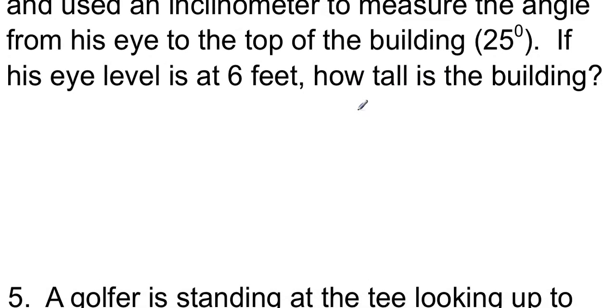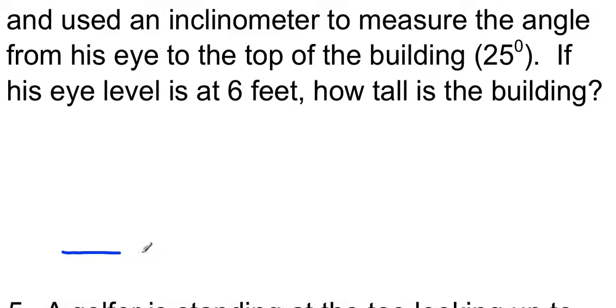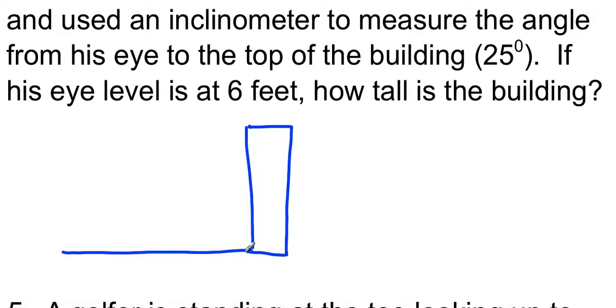All right, so let's draw ourselves a nice picture of this. So here is the building. Looks like that. Here is Joel. Okay, and Joel is 200 feet away from the building. Something like that. Okay. And he is measuring the angle. So this inclinometer thing, he's using it at his eye level. So it measures from the horizontal, and then it measures up to the top of the building like this. So this angle is 25 degrees.